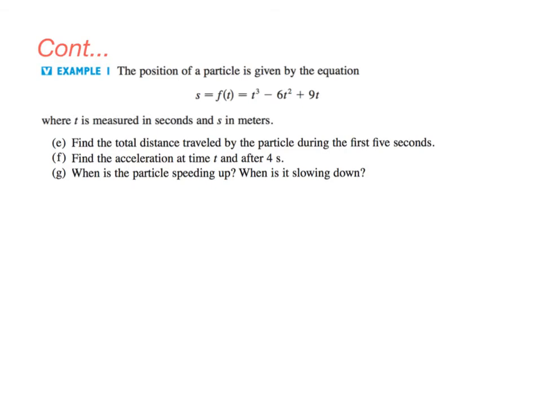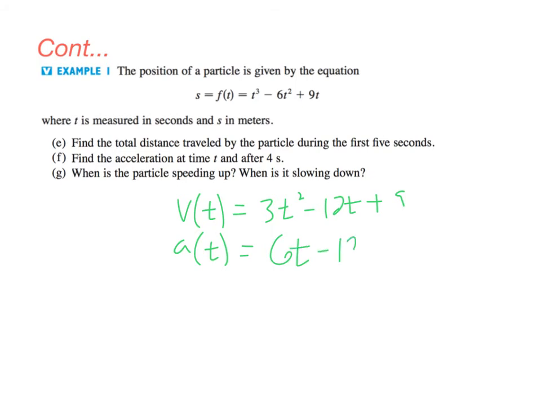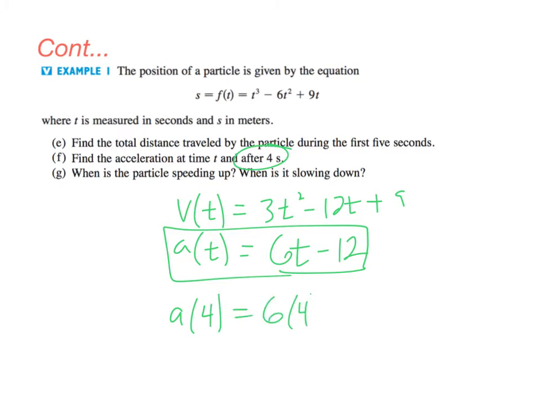Part F says find the acceleration at time t after 4 seconds. And so remember, velocity is the derivative of position, which is 3t squared minus 12t plus 9. Acceleration then would be the derivative of velocity, so 6t minus 12. If I wanted to find after 4 seconds, this would be our model at time t, and after 4 seconds would be simply subbing in 4 to see what it would be, and it looks like it's going to be 12 meters per second.